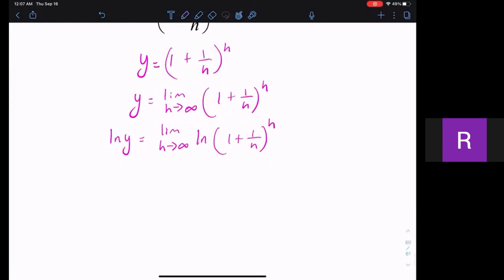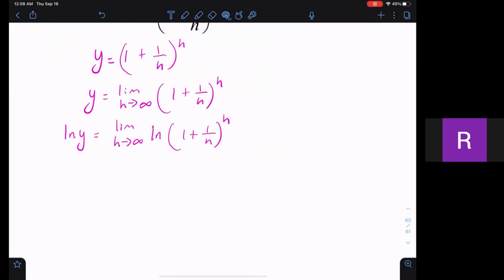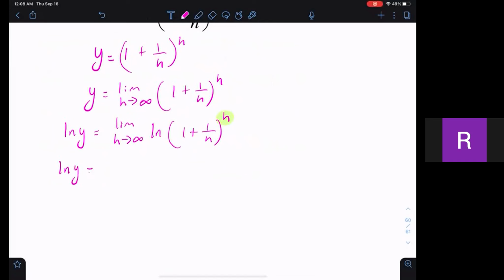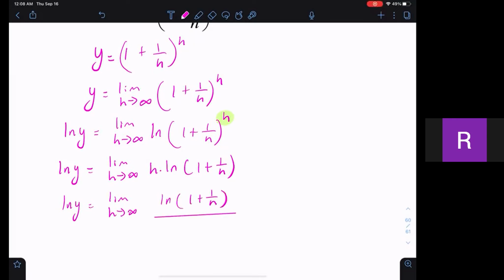Because now I have ln of (1 plus 1 over h) to the h. Just recall that when you have the natural logarithm, you can move this exponent to the front, right? Using the power rule. So this is ln(y) equals the limit as h approaches infinity of h times ln(1 plus 1 over h). You can rewrite this now as ln(y) equals the limit as h approaches infinity of ln(1 plus 1 over h) divided by 1 over h, right? This is equivalent to the previous one.